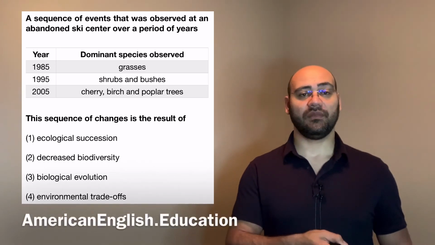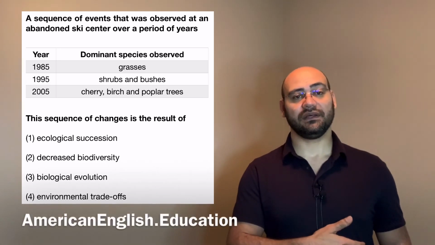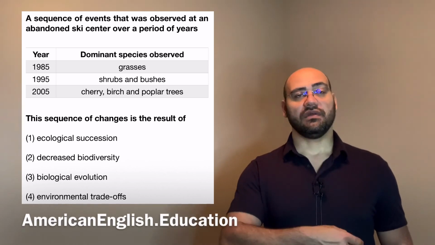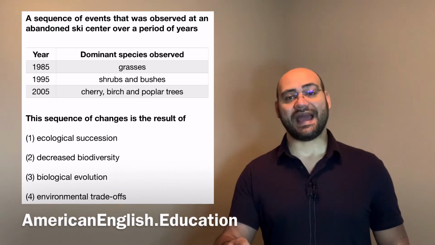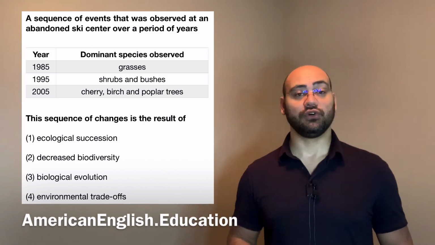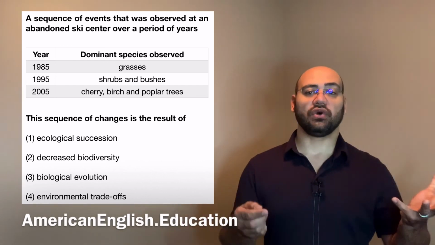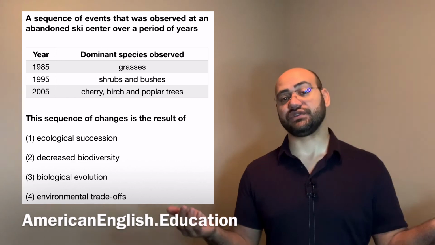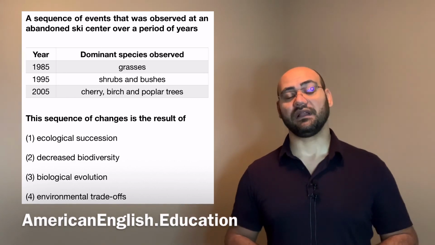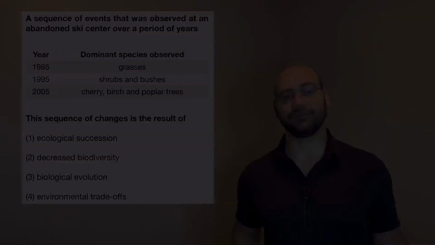You go from basically an area that was overrun with grass, and then you have shrubs and bushes, so slowly you are moving towards dominant plant species such as trees. That's definitely called ecological succession. Number 1 is your right answer.